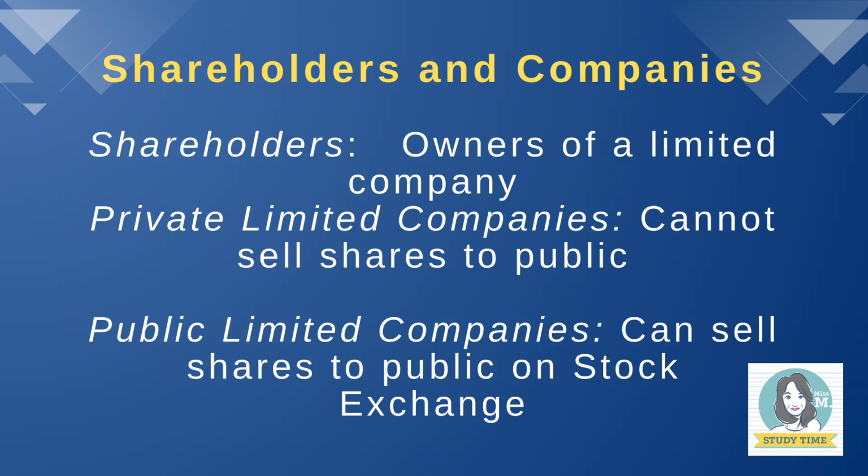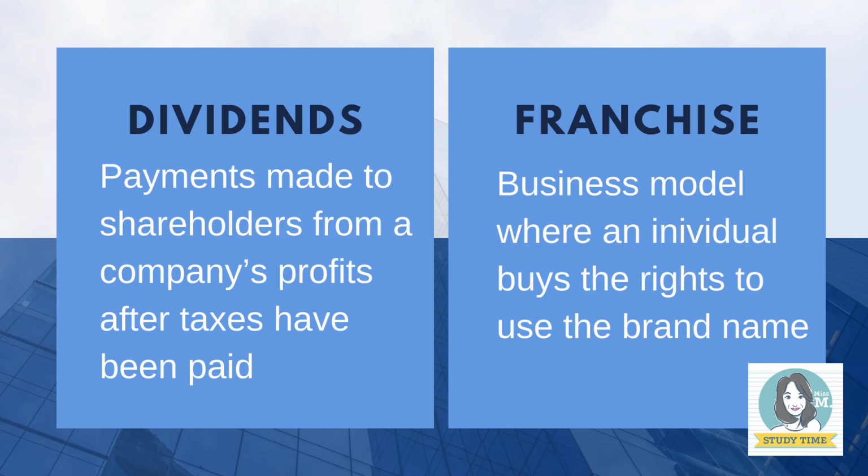Private limited companies are businesses owned by shareholders, but they cannot sell shares to the public. These shares are typically held by a small group of people, such as family members or close associates. On the other hand, public limited companies are businesses owned by shareholders, but they can sell shares to the public, and their shares are traded on the stock exchange, allowing anyone to buy or sell shares in the company.